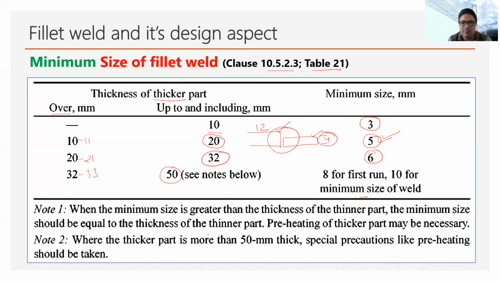Similarly, it says when the thicker part is more than 50 mm, if the plate thickness is more than 50 mm, then we take some precautions. As I said, if we have thicker plates or thicker sections, then the welding process is difficult. Because welding is based on heating, if the plates are thicker, then we need extra energy in terms of heating. So in that case we preheat the plate and then we start our welding so that fusion takes place properly.